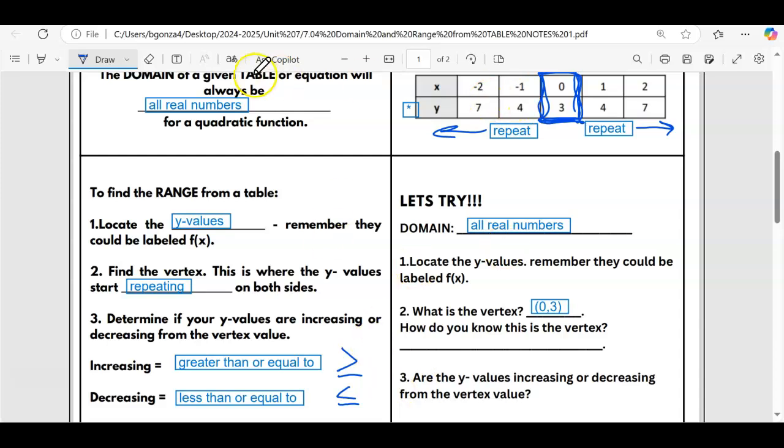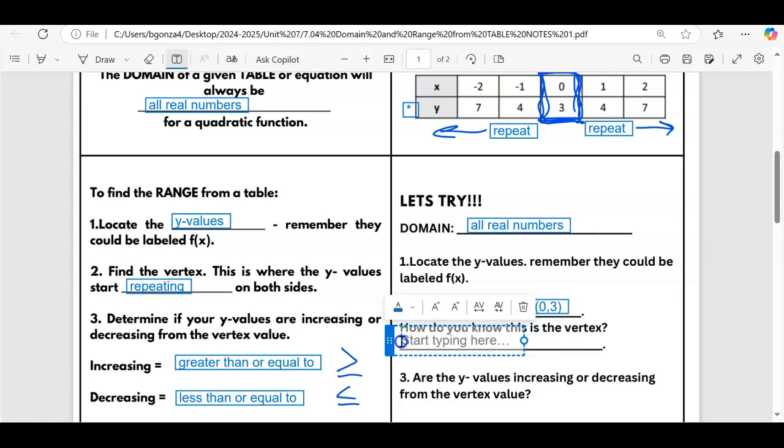All right. So how do you know what the vertex is? It repeats left and right from there, okay? So again, you get repeating numbers from the left and the right. So are the y values increasing or decreasing? Now, lock in here, check it out. It starts at the vertex of 3. As you go left and right, it goes to 4. As you go left and right, it goes to 7. So as it goes from 3 to 4 to 7, is that increasing or decreasing?